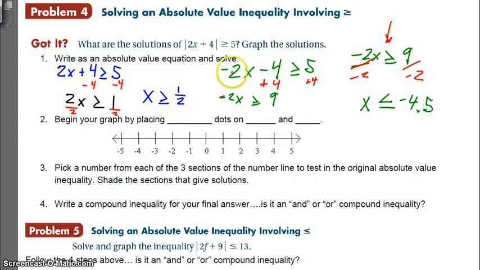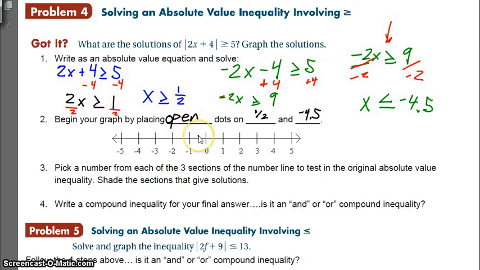Do the same thing on the negative method, so we took the opposite of 2x plus 4, so we have negative 2x minus 4. Add 4 to both sides. Then we have negative 2x is greater than or equal to 9. We divide by negative 2 on both sides, and since we are dividing by a negative, we've got to flip our inequality symbol, so we end up with x is less than or equal to negative 4.5. Alright, so then we want to begin by placing open dots. We always start with open dots on our 2 points, so on 1/2 and negative 4.5.